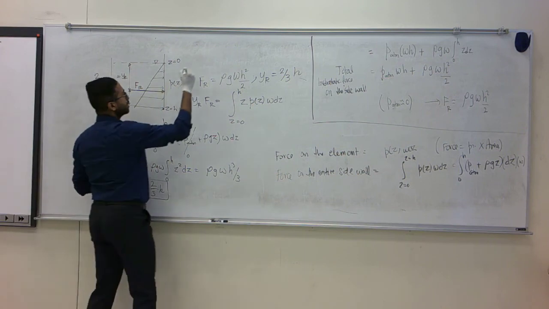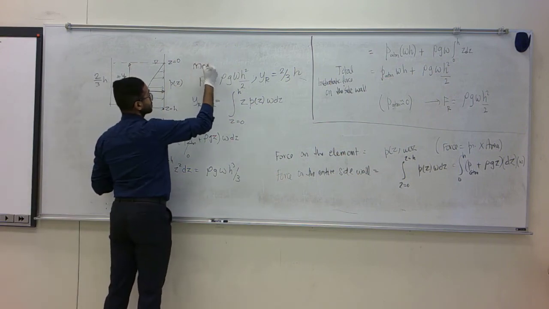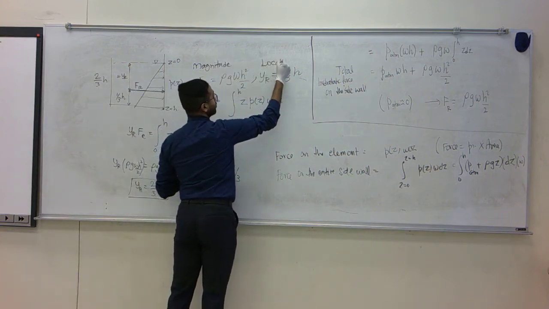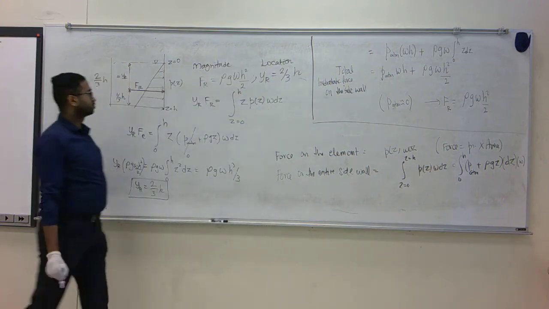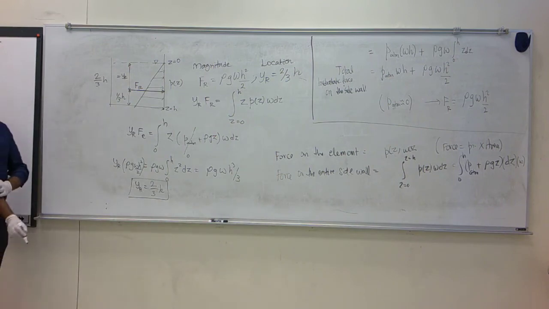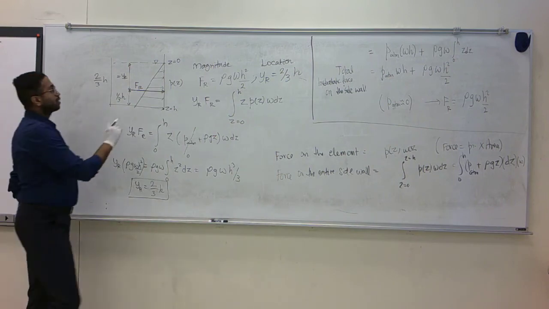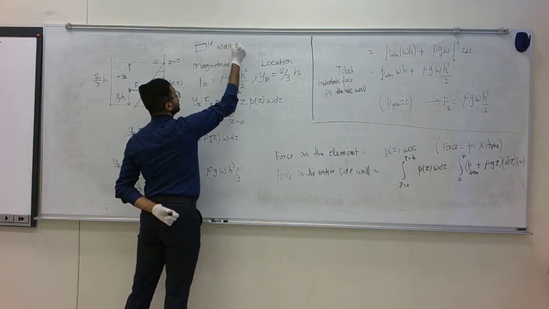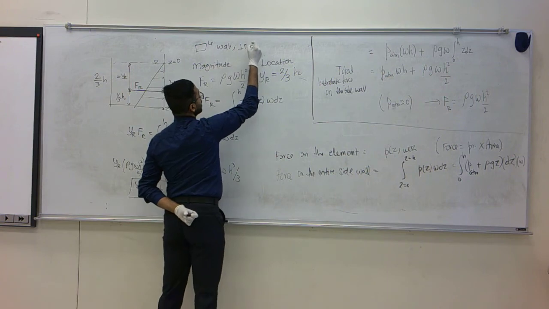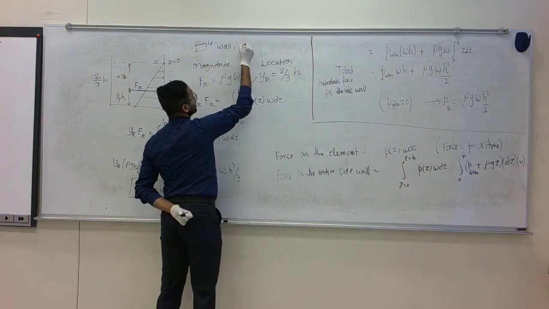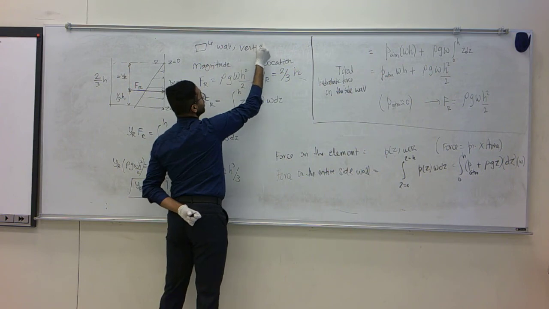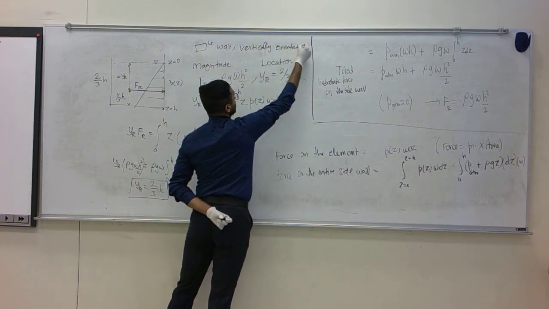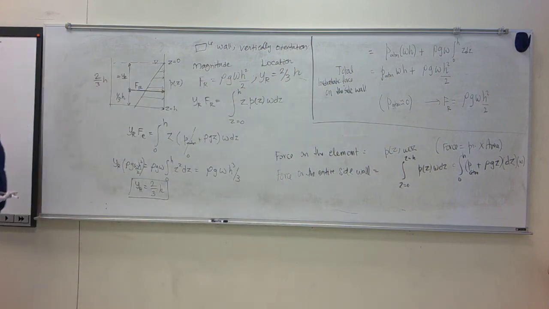So this is the magnitude of the resultant, and this is the location of the resultant force. This is applicable for a rectangular wall that is oriented vertically, assuming that vertical also means the direction of gravity.